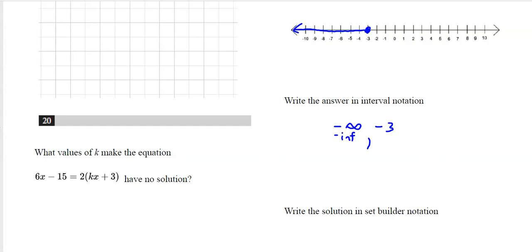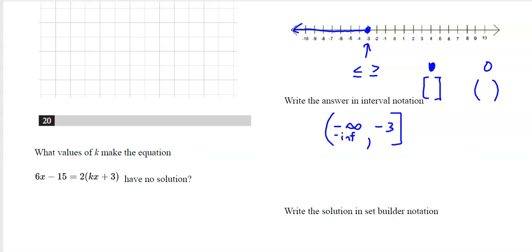Infinity always has the soft parenthesis bracket. When you have the greater than or equal or less than or equal, you're going to have a hard bracket. If it's an open circle, you have a soft bracket. But if it's a closed circle, you're going to have hard brackets.